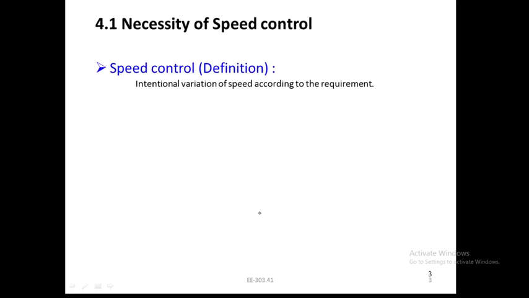So first we'll talk about the speed control definition. The intentional variation of speed according to the requirement is called the speed control.